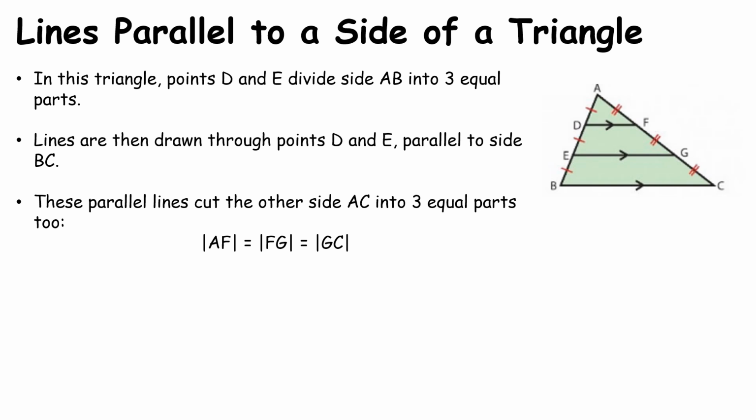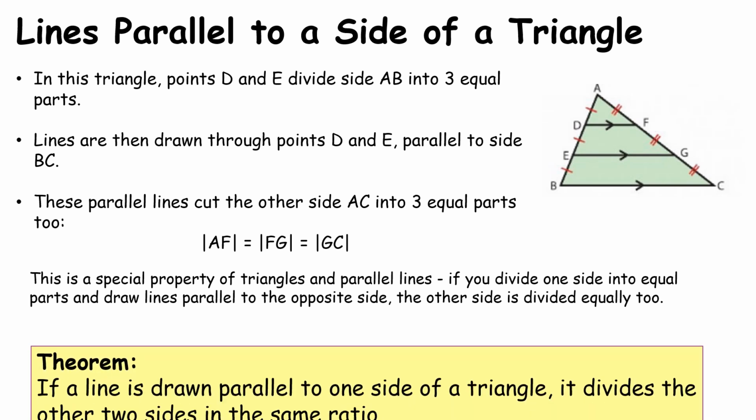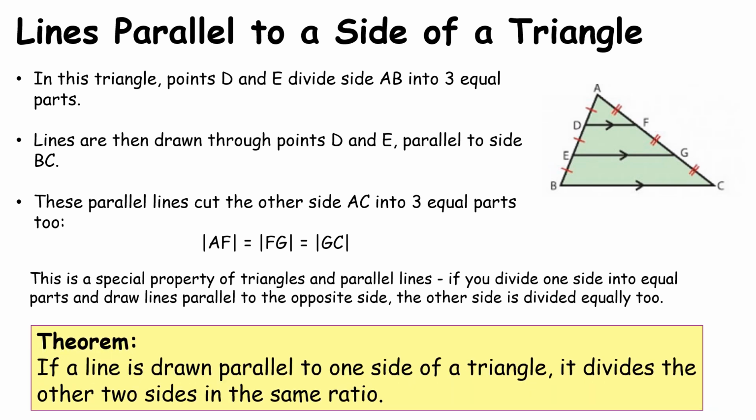So AD is not the same size as AF, but AF is equal to FG is equal to GC. Now, this can be broadened to not just be equal in measure, but in the same ratio. So if they were equal, really nice and straightforward. But our focus is going to be looking at when the parts are in a given ratio. So our theorem is: if a line is drawn parallel to one side of the triangle, it divides the other two sides in the same ratio. So if this feels confusing, let's work through an example and help you make sense of it.